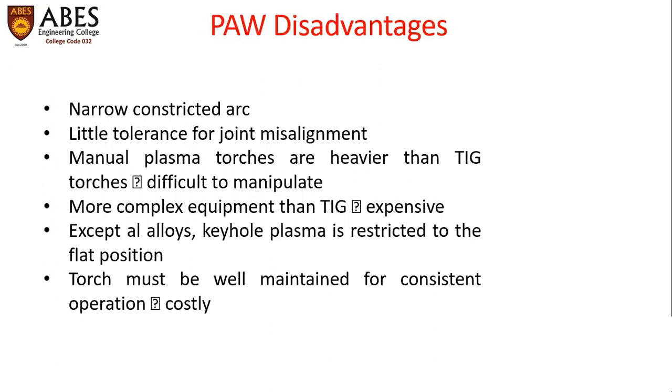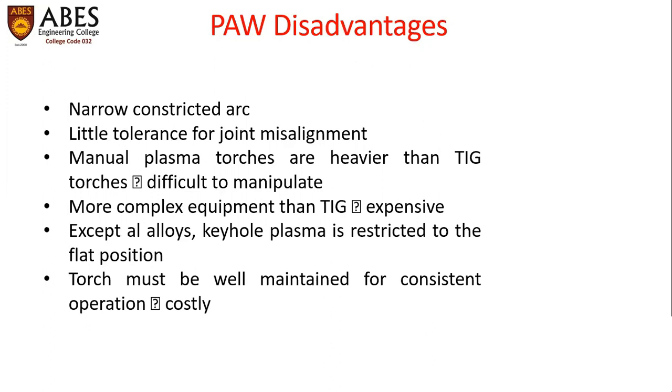Disadvantages of plasma arc welding. It has a narrow constricted arc. PAW has little tolerance for joint misalignment. Manual plasma torches are heavier than TIG torches, and it is difficult to manipulate. It has more complex equipment than TIG welding. The equipment is also expensive.